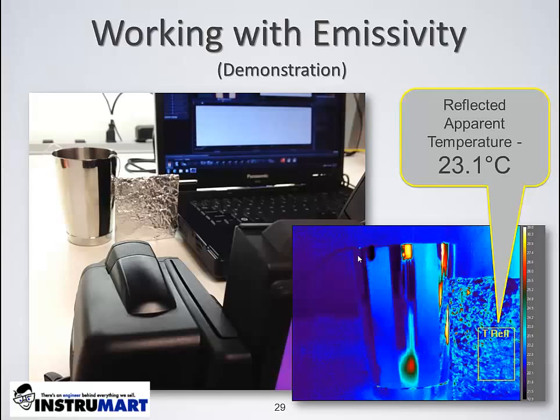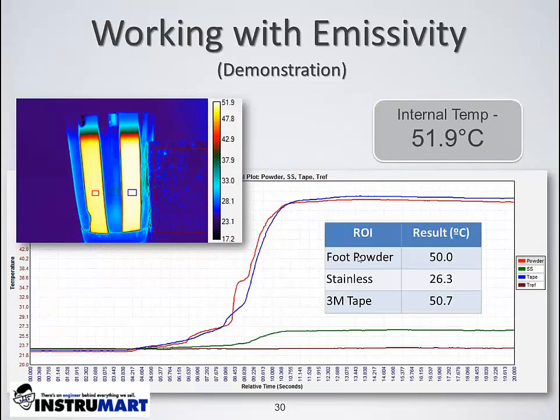Using the method described in the previous slide, I determined the apparent reflected temperature for my demonstration to be 23.1 degrees C. Now, I will input this value into the Object Parameters menu in the analysis software. Let's now look at our demonstration of pouring hot water into our stainless steel cup with no emissivity correction applied.